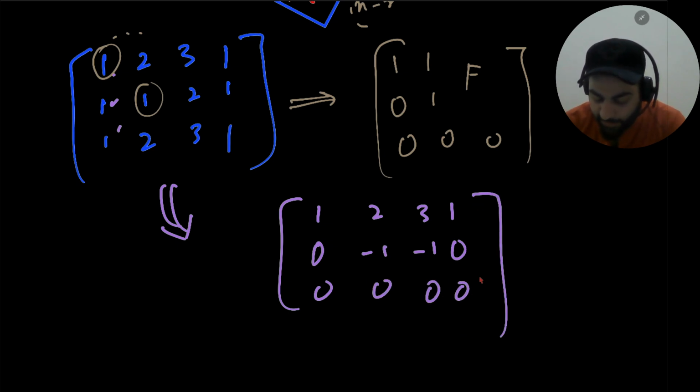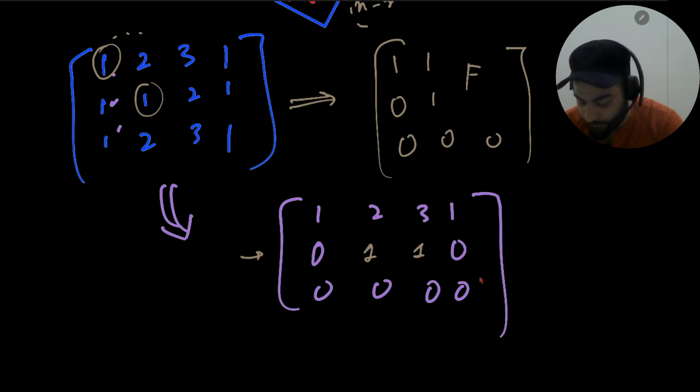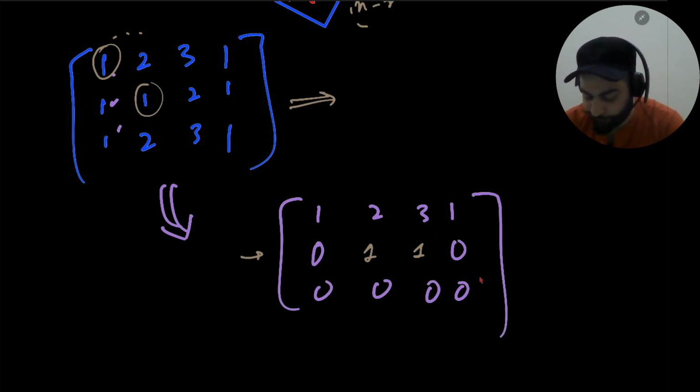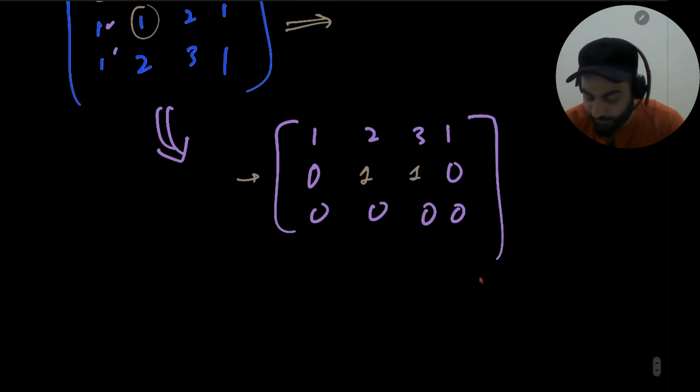Okay, now I can do one thing. I can just divide the second row by minus 1. So I'll get 1, I'll get 1. Okay, so this is the final matrix that I'll get. Just erase this one now. So this is the matrix I got.